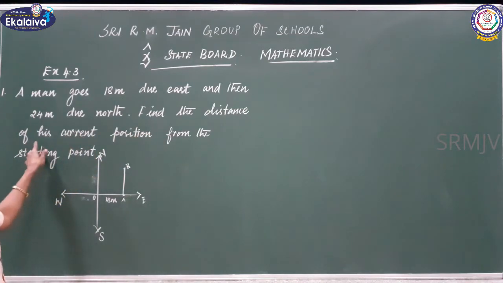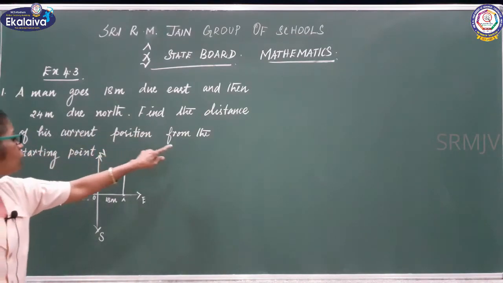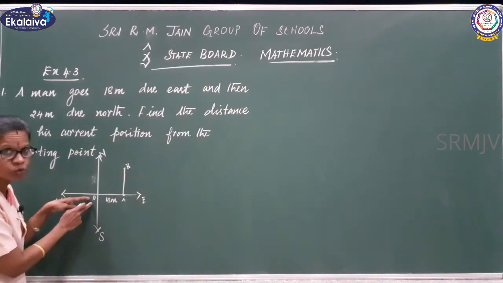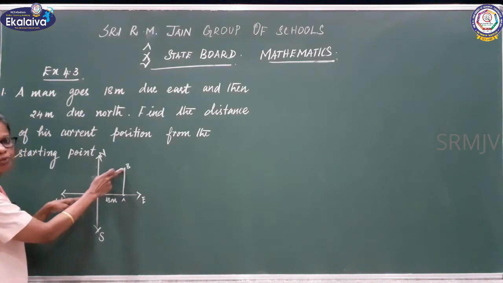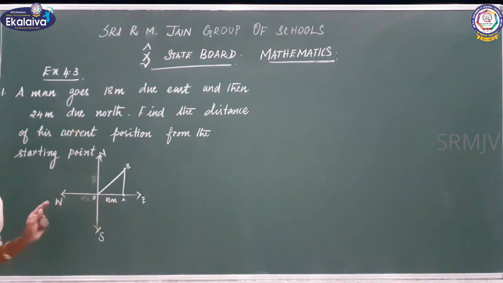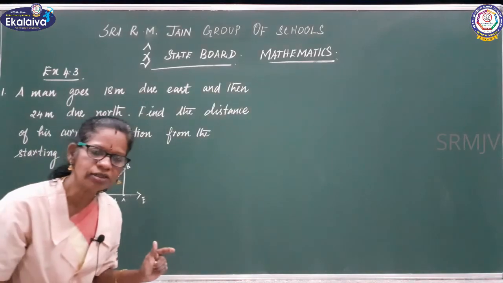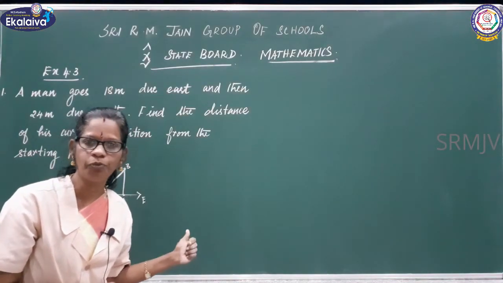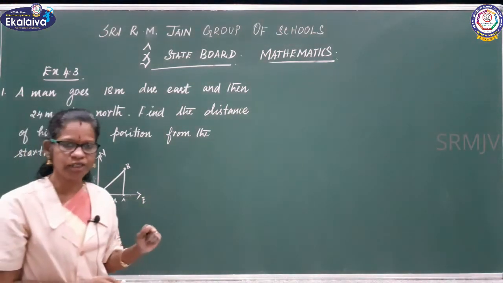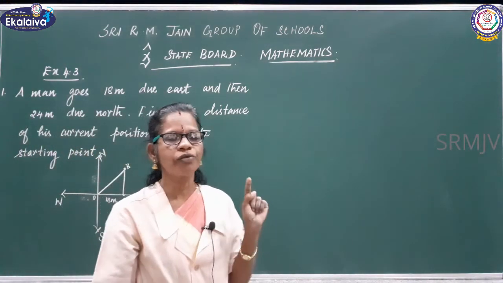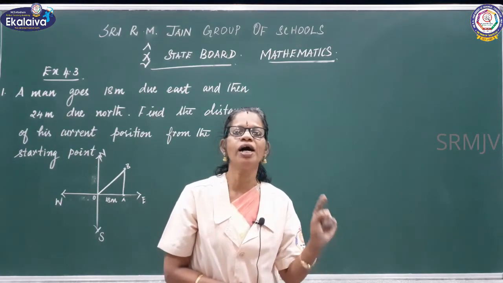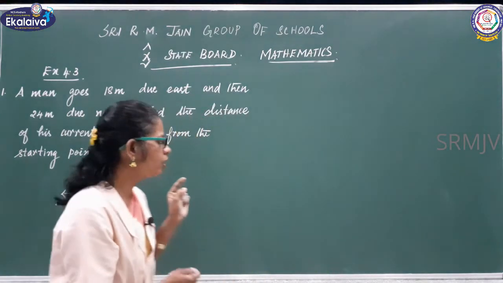Find the distance of his current position from the starting position, right? Starting position is O, current position is B. When you connect, you will get a right triangle. The theorem we learned, Pythagoras, is going to help you find the answer, right? What it says: in a right triangle, the square of the hypotenuse equals the sum of the squares of the other two sides, right?